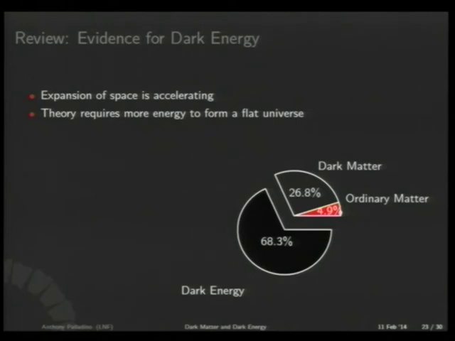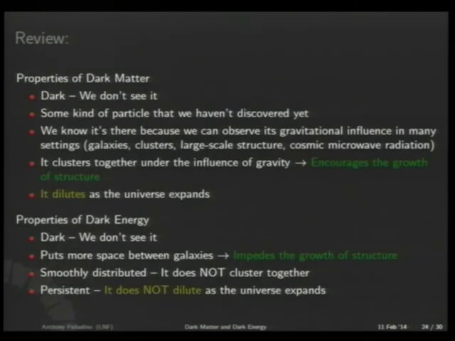Okay? So let's review the evidence for dark energy. The expansion of space is accelerating, and the theory requires more energy to form a flat universe. So these are the two basic things that we've found that imply the existence of all of this dark energy. So now we can review the properties of each. Dark matter is dark, so we don't see it. Okay? But we're pretty sure that it consists of some kind of particles. Some kind of particles like we have: electrons, protons, neutrons. We have our particles. We think that there are dark matter particles.